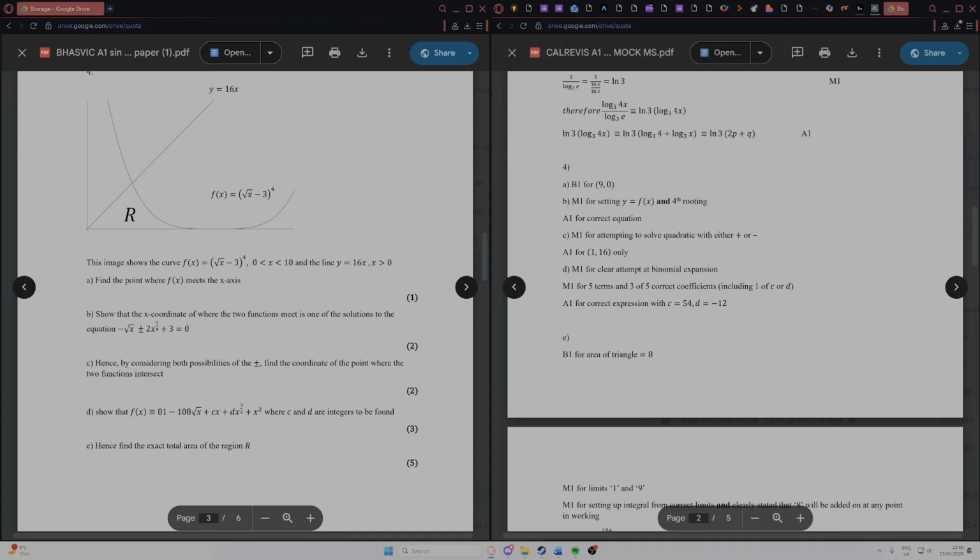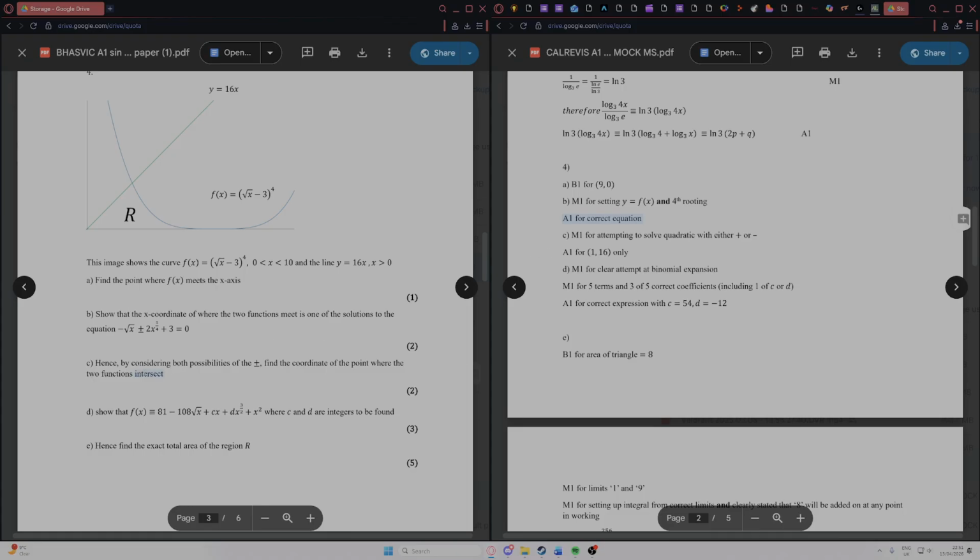Next, we want the points of intersection of the two functions. So we're going to set them equal to each other and take fourth roots, or square root twice. So you get the plus or minus. Just make sure the plus or minus is in the final answer. You do not need the plus or minus necessarily to get this M1 mark, but you do need the plus or minus for the A1.